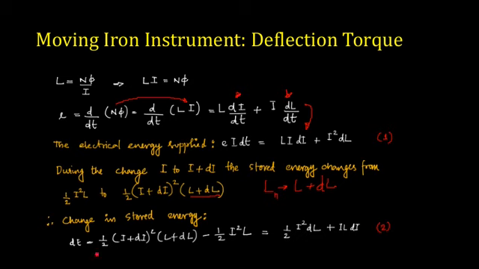So the change in stored energy is half I plus dI the whole square into L plus dL minus half I squared L. So the difference between these two terms. You are neglecting the higher order terms, and you will be getting this as your simplified equation, half I squared dL plus I L dI. So you can simplify it and neglect the higher order terms. You will be getting equation number 2 as the change in stored energy.